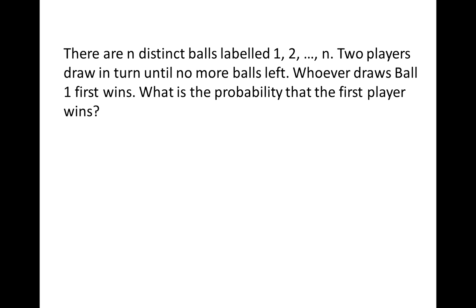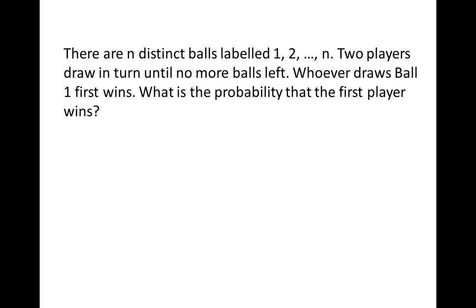Suppose there are n distinct boards labeled 1, 2, until n. Two players draw in turn until no more boards left. Whoever draws board 1 first wins. What is the probability that the first player wins?